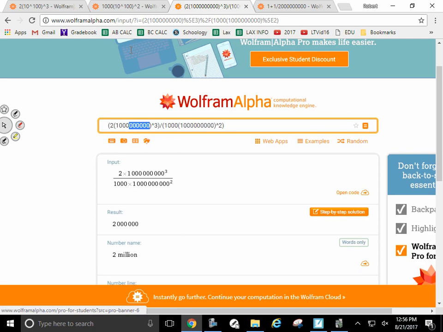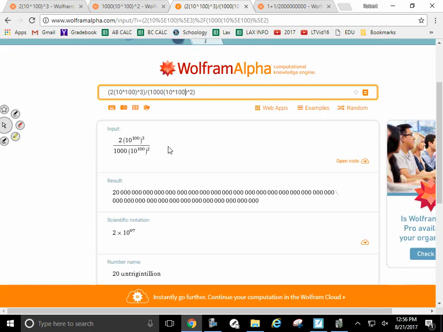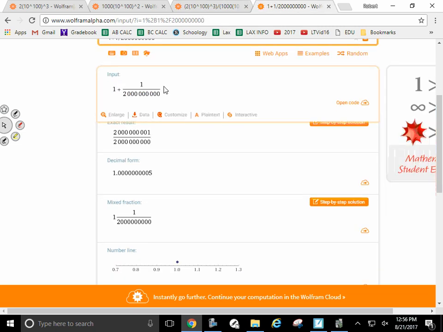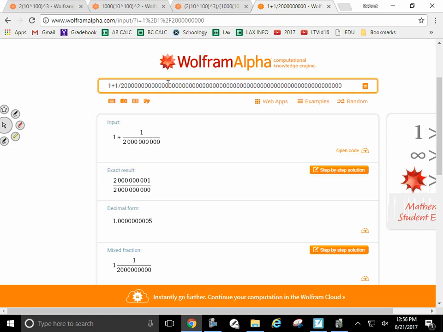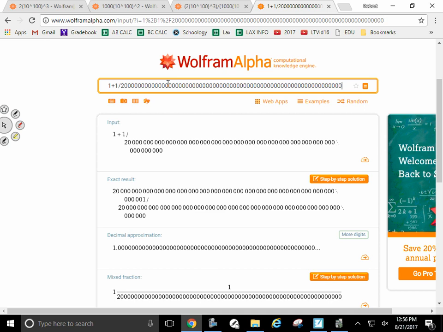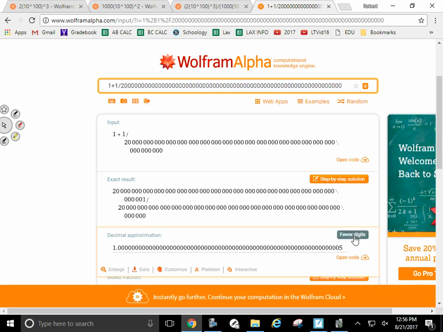Watch how much smaller it is. How many times the size is the cubed number than the squared number? It is 2 untrigintillionths times the size. It is essentially like taking 1 and adding 1 over that. That's not exact, guys. Okay? So notice this is the decimal approximation. Hold on, all right, there it is.